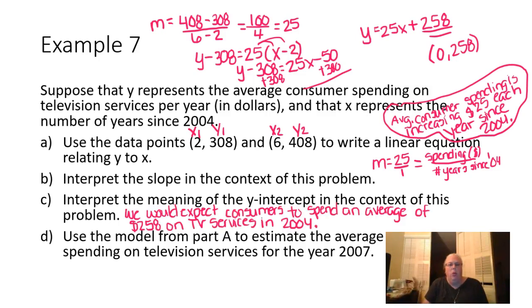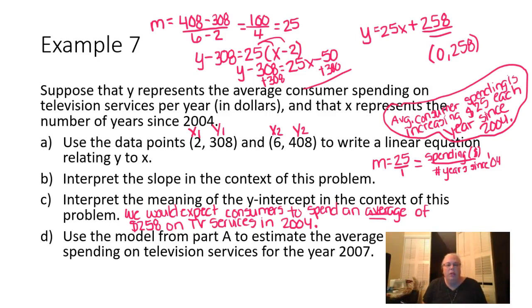We can say we would expect consumers to spend an average of $258 on TV services in 2004. And we really need to put in here "an average of," because not everybody's going to be spending $258. Some of them are going to be spending more than that. Some are going to be spending less than that. And if you think about that now with the cable bills, not everybody has the exact same cable bill every month because not everybody has the same plan. But they can get an average of what consumers are spending.